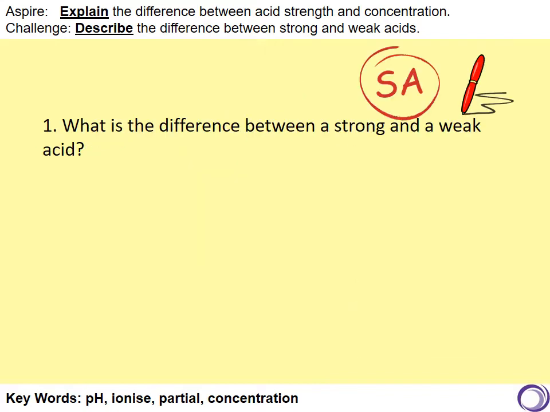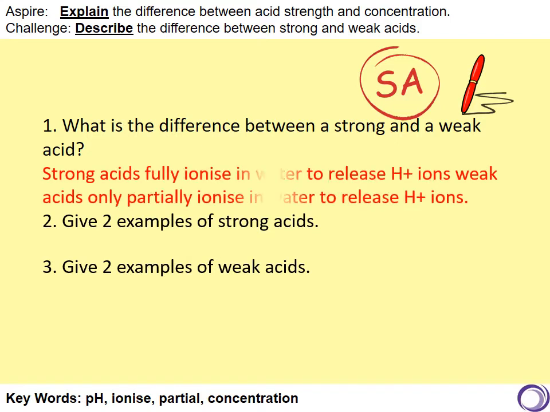Right, let's grab a red pen and see how you got on. If you need to pause the video at this point to modify or add to your answers, then please do so. What is the difference between a strong and a weak acid then? Strong acids will fully ionize in water to release H+ ions. Weak acids only partially ionize in water to release H+ ions.